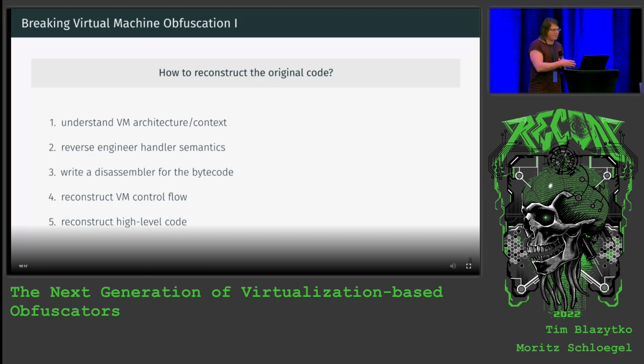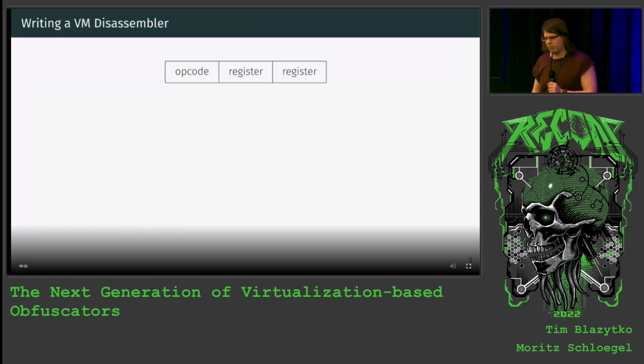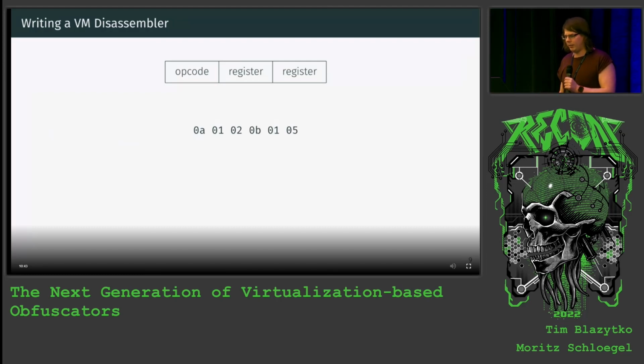Then it takes as input the bytecode from the data section and just disassembles everything. Then we basically have some kind of VM disassembler output, which we then can use to reconstruct the control flow and afterward reconstruct the high-level code. So think about the following instruction encoding, where we have an opcode, a register, and a register. And think about we have this sequence of bytes.